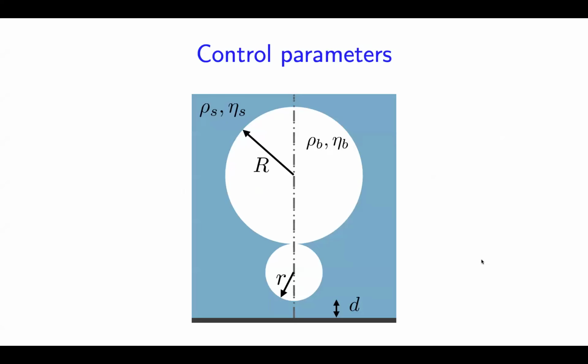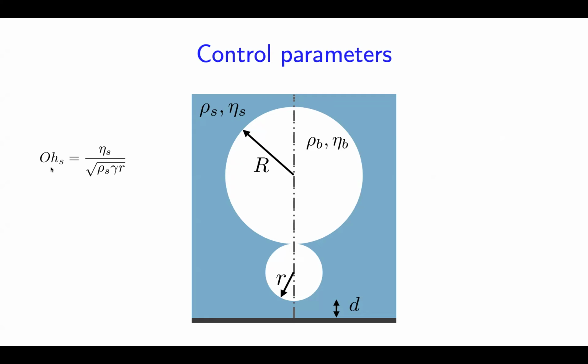The process has several control parameters. The important ones are the radius of the big bubble and the radius of the small bubble, as well as the distance of the south pole of the small bubble from the surface below. And then, of course, the density and viscosity of the bubble and the density and viscosity of the surrounding medium, that is the electrolyte. With these properties, we can define several dimensionless parameters.